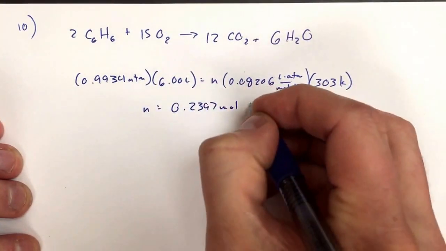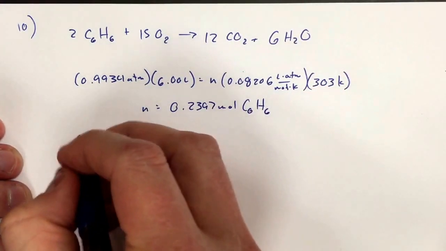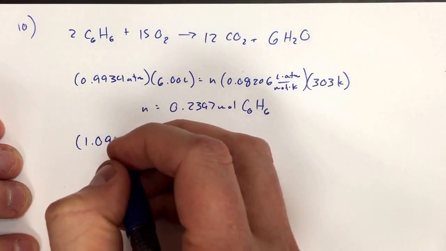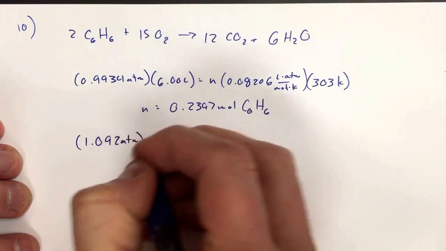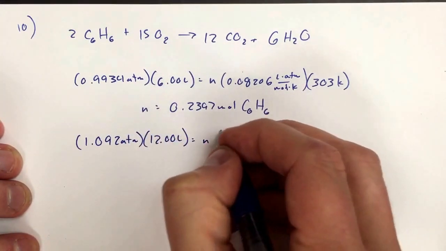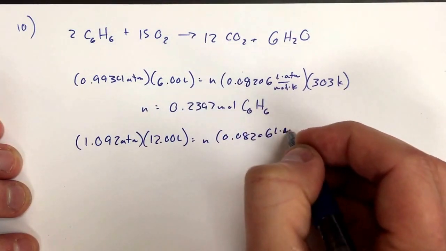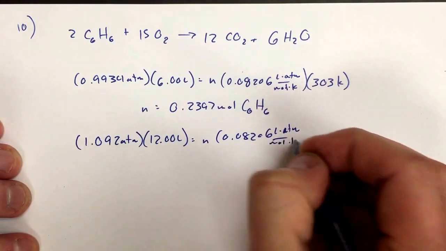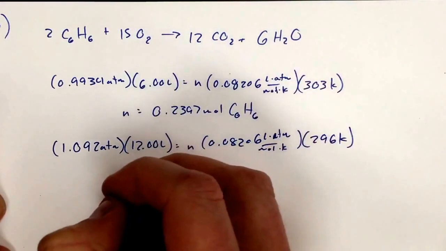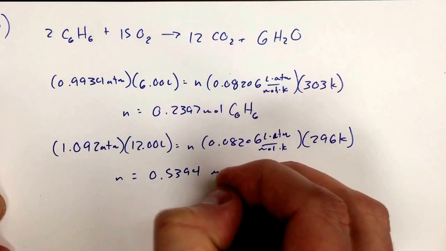And when you solve for moles, you get the number of moles is 0.2397 moles of C6H6. So we do the same thing for oxygen, and its pressure is different. When you convert that to atmospheres, you get 1.092 ATM and 12.00 liters, which it gave you, and then n, and the same 0.08206 liter ATM per mole Kelvin, and its Kelvin temperature was a little bit lower. It was 296 Kelvin. So when you solve for moles in this one, you get 0.5394 moles of O2.